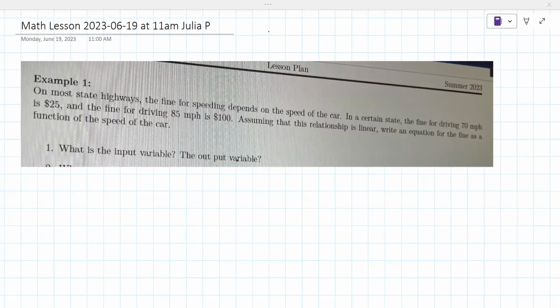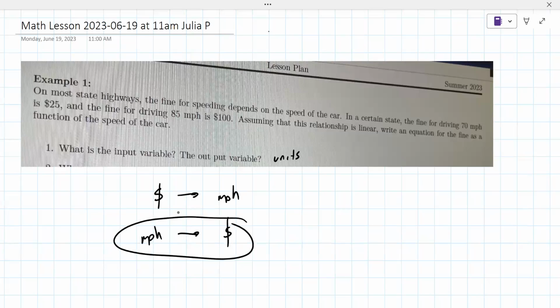So one of the ways to do this is to look at the units here and decide, does money cause the miles per hour, or does miles per hour cause the money? Which leads to which? The miles per hour leads to money. That's right. So the input variable is the one on the left, and the output variable is the one on the right.